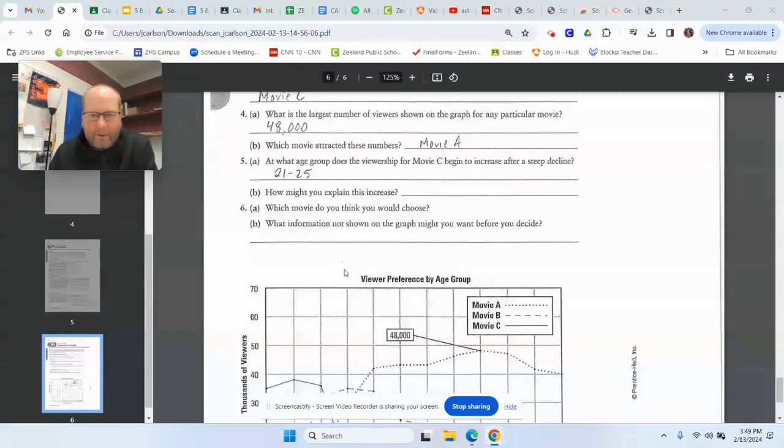6A, which movie do you think you would choose? That's a personal decision. And what information not shown on the graph might you want before you decide? That's on you as well.